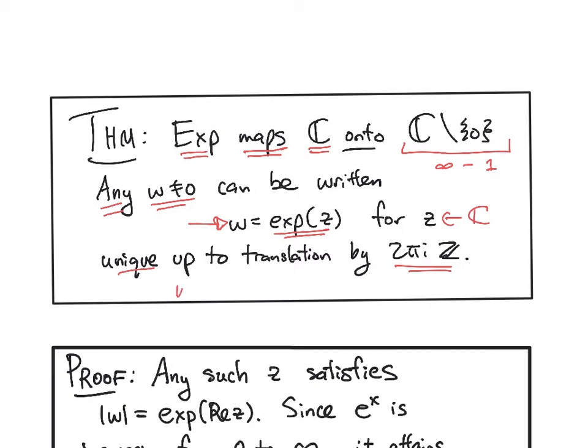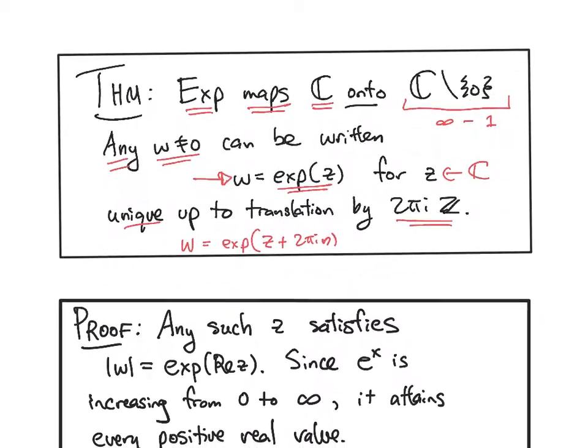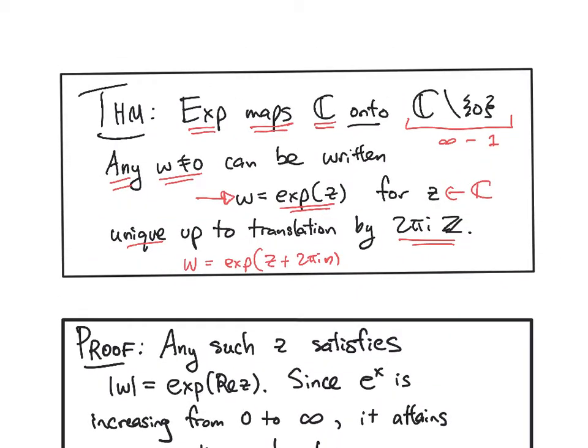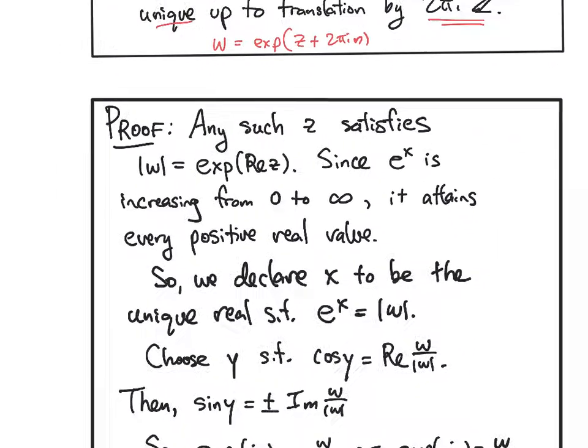So w will also be the exponential of z plus 2 pi i times an integer, and these are the only inverse images of w under the exponential map. Let's see why this is true. So the hardest part is the onto aspect, given what we've already proven. So let's look at the proof.